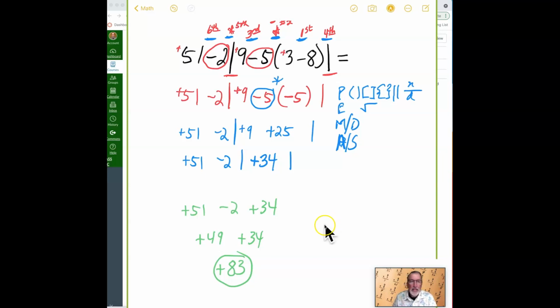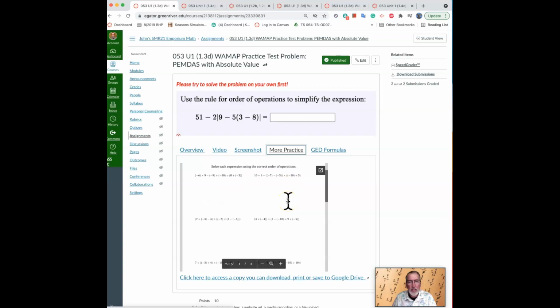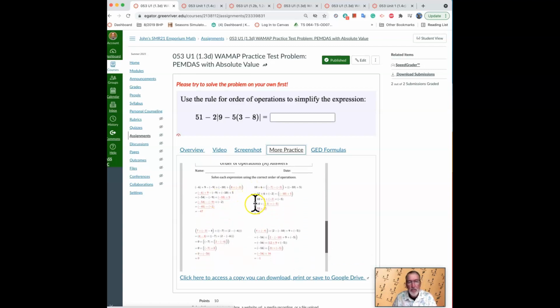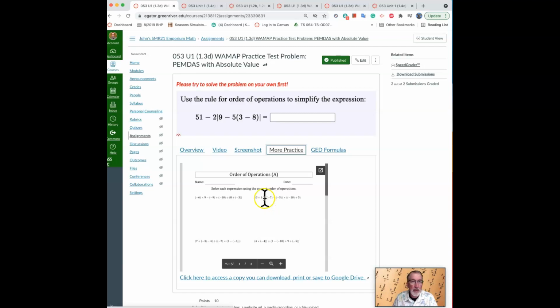All right, so try these out. There is that practice problem sheet here. More practice. You can work these. And as always, the answers are on the second page. And they do work these out each step separately. So those will be good to study. But be sure to try to work them out on your own before you look at the answers.